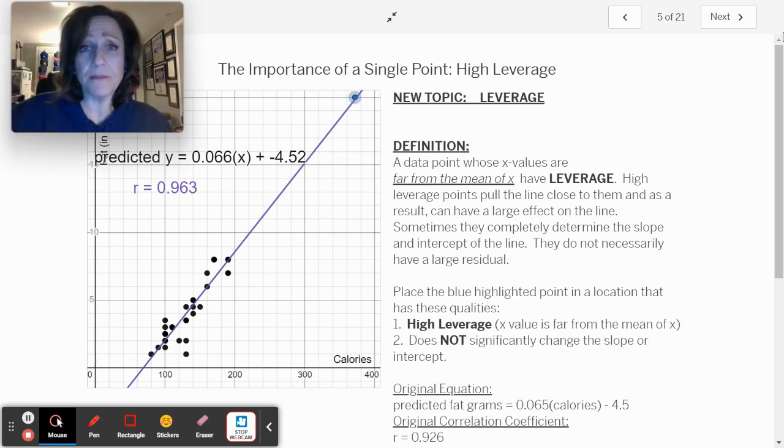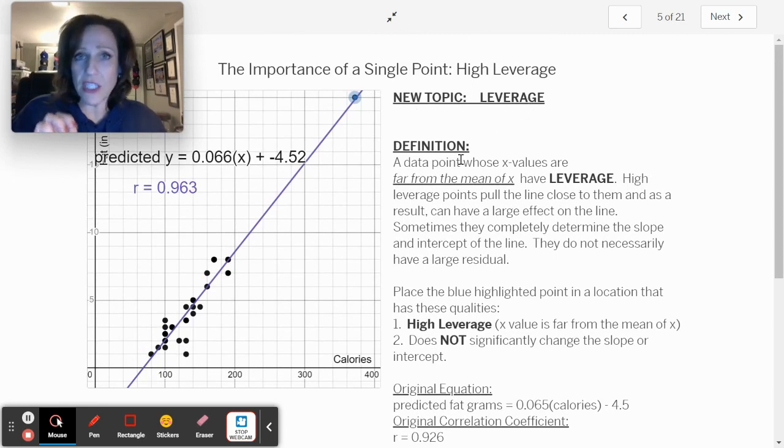So now we're going to have 3 main vocabulary words today. And the first one is called leverage. We're going to talk about what leverage is in general, what high leverage is, what low leverage is, and how those impact the equation, correlation, those things. All right. So I tell you what, we'll just go ahead and go through here with the definition. So we have this new topic of leverage.